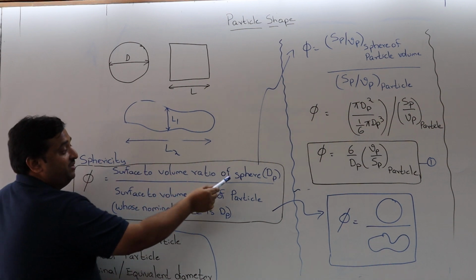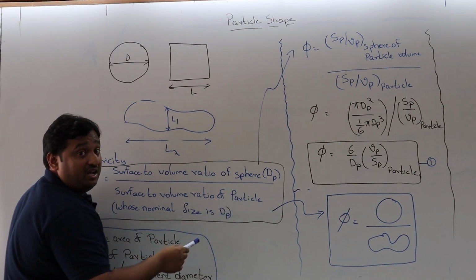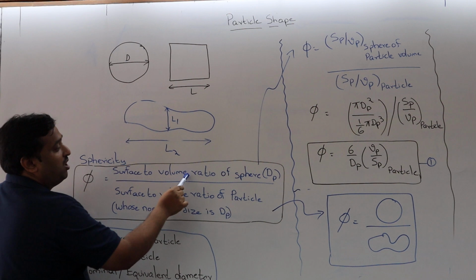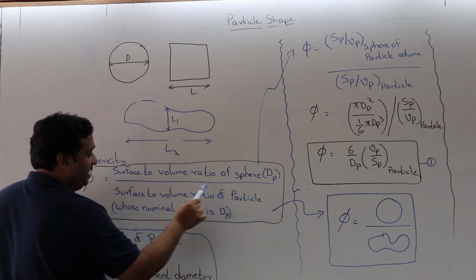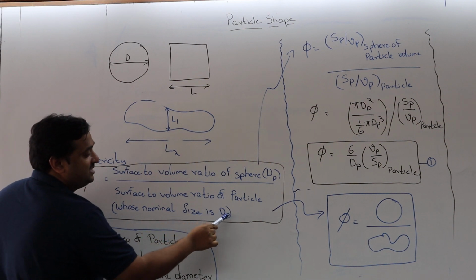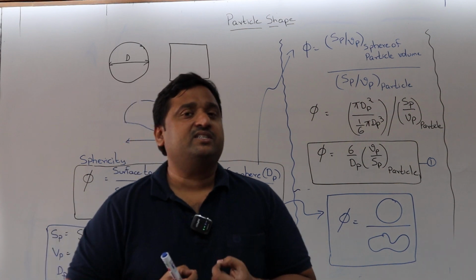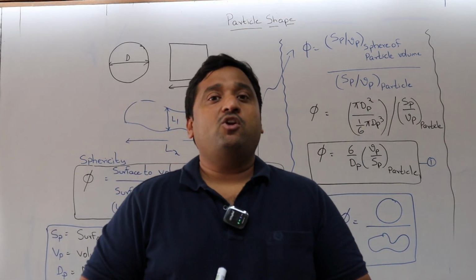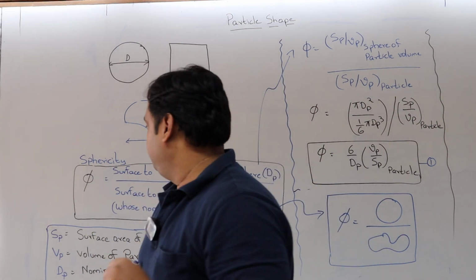We are comparing a sphere's volume divided by the particle volume, as I am interested in measuring its shape. It is the surface to volume ratio of a random sphere divided by the surface to volume ratio of the particle whose nominal size is dp. It is a bit tricky to understand the nominal or equivalent shape. Nominal shape and equivalent shape are both the same, don't get confused.